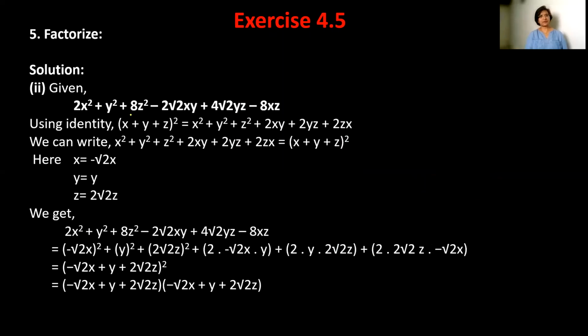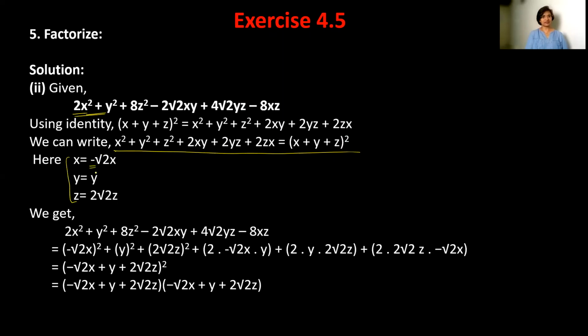2x square plus y square plus 8z square minus 2 under root 2 xy plus 4 under root 2 yz minus 8xz. Here we are using the identity (x plus y plus z) whole square equals x square plus y square plus z square plus 2xy plus 2yz plus 2zx. We can write this in this form, meaning we changed the left hand side into the right hand side and the right hand side to the left hand side. That's it. So from the given expression, we write the values of x, y and z, and the same technique you have to apply for the minus sign.